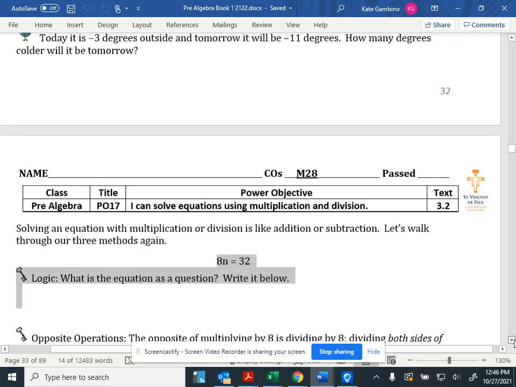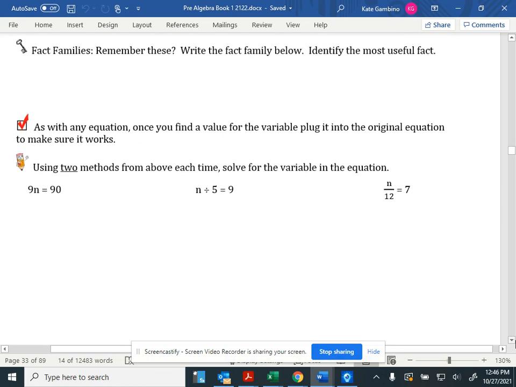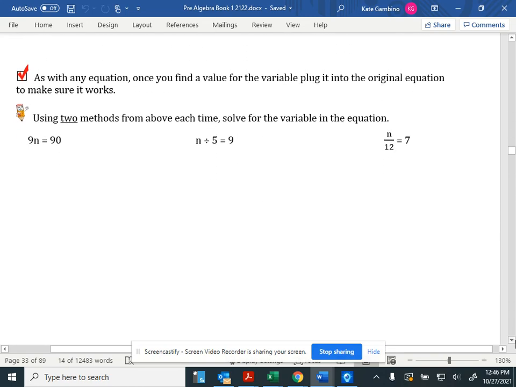All right, so let's look at the two different ways that we could solve 9n equals 90. What is one way we could solve that? Caitlin? Divide both sides by 9. We could divide both sides by 9 because right now we're multiplying by 9. So 9 divided by 9 is 1, so we could just write the n. 90 divided by 9 is 10. So we have n equals 10.